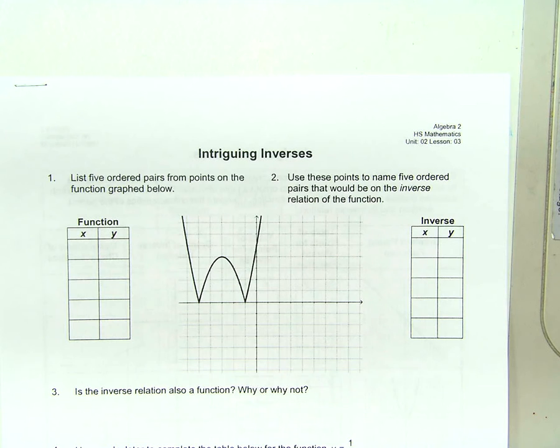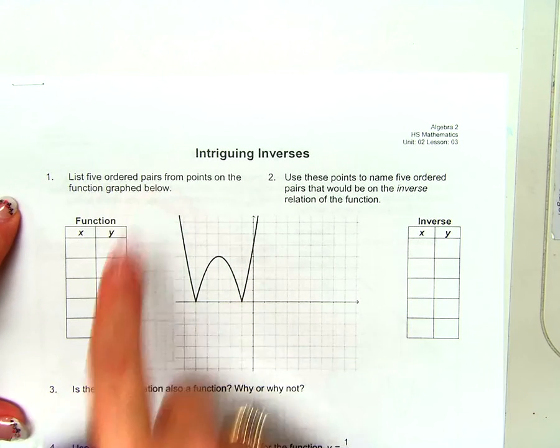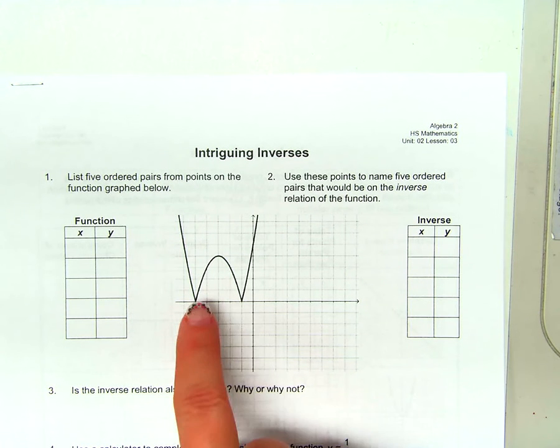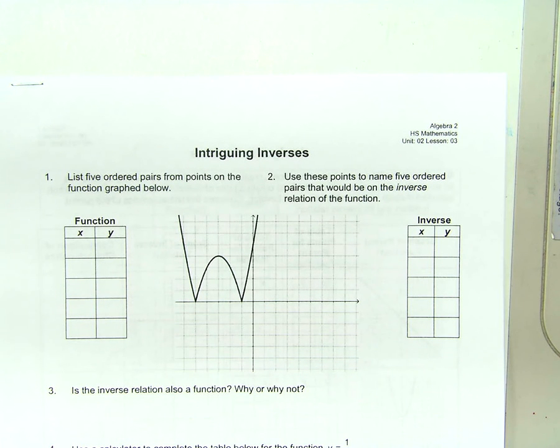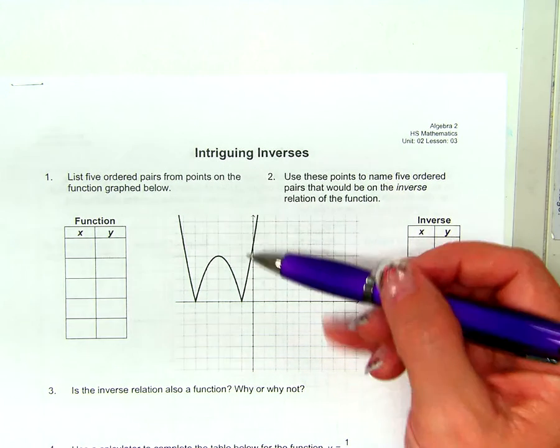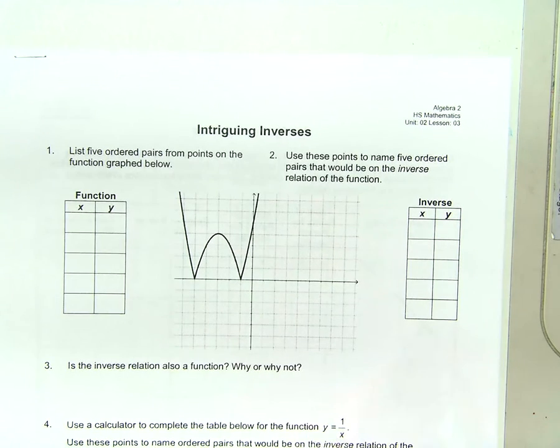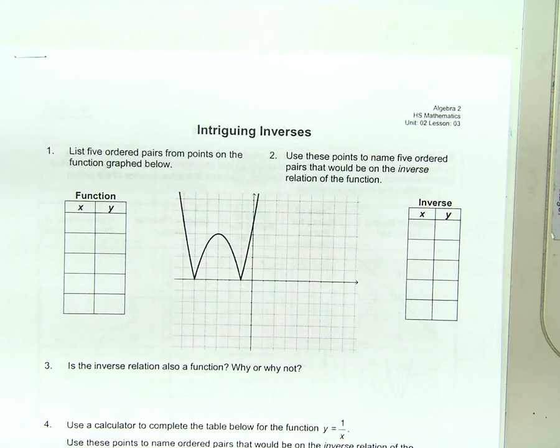Thank you. Okay. So, first thing we have to do on this worksheet today, it says list 5 ordered pairs from points on this function graphed below. So, how many points are on this function right here? A lot, right? An infinite amount of points. Are there best points to choose? Yes.